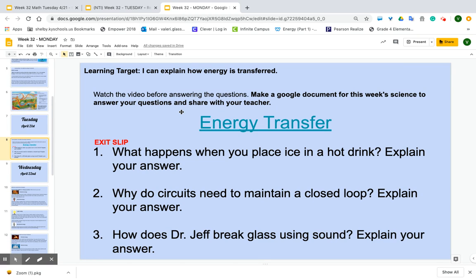You can also, if it's easier for you, put your reading and math and science all on one document. I want you to do what is best for you and what makes sense to you. Just make sure that you're sharing that with me.